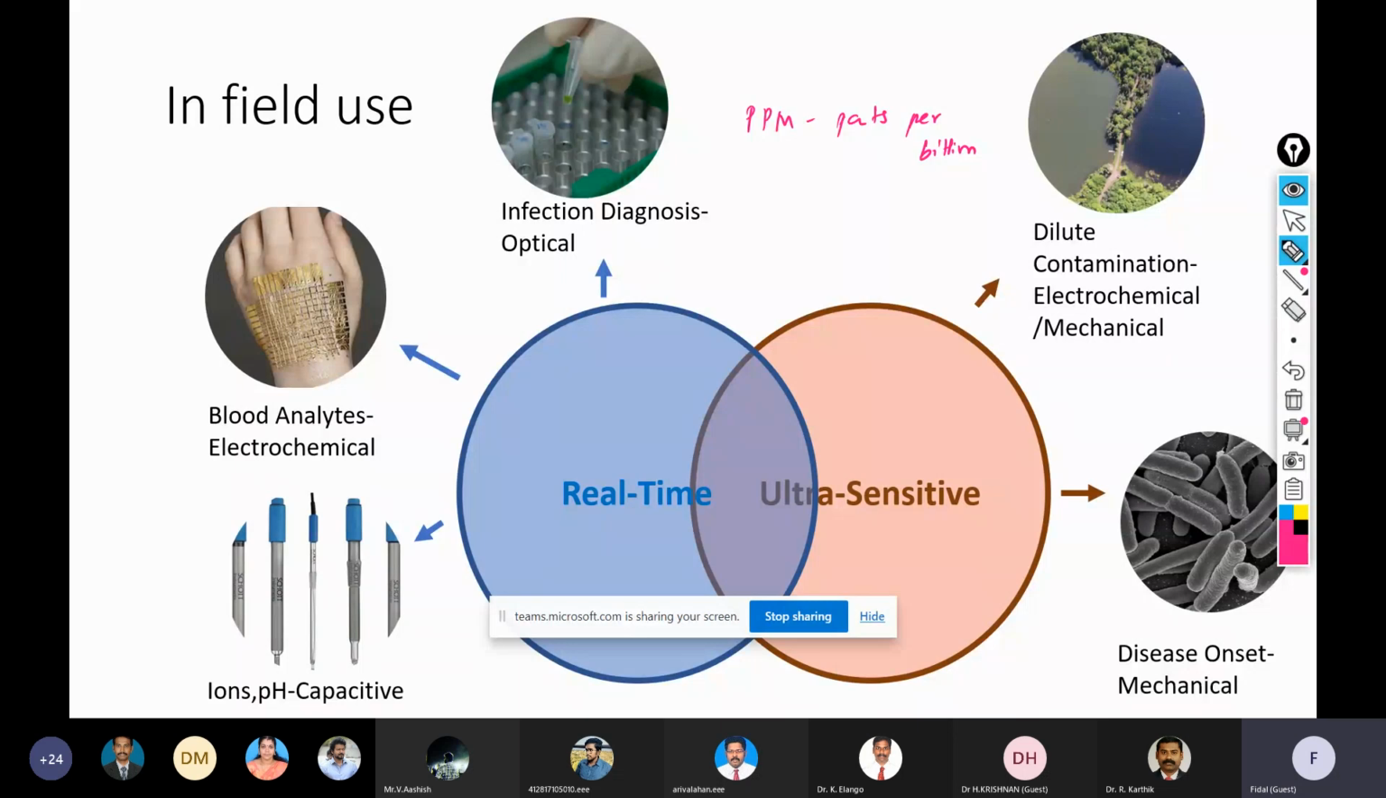I try to keep this presentation sweet and short, just giving you a gist of the different components of biosensors and how they are used in day-to-day life. I think my part is done over here, and I'm open for questions right now.